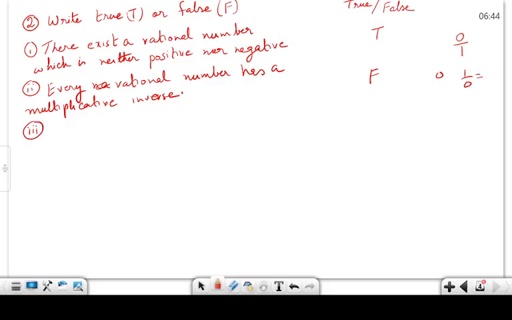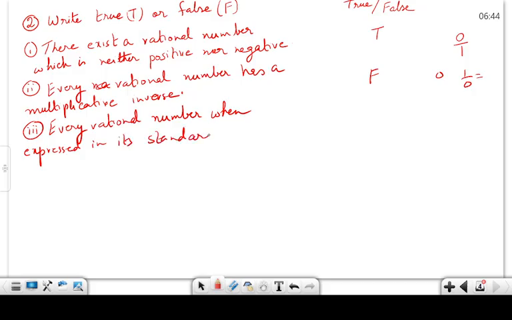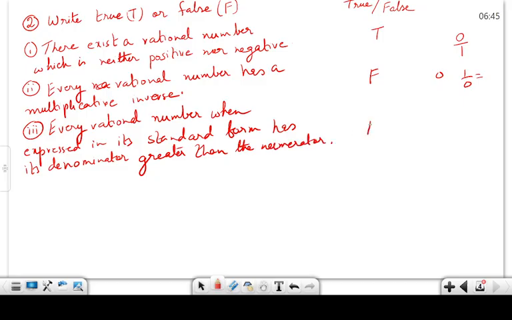Number 3: every rational number, when expressed in its standard form, has its denominator greater than the numerator. But it is false. This is not correct. This is false.